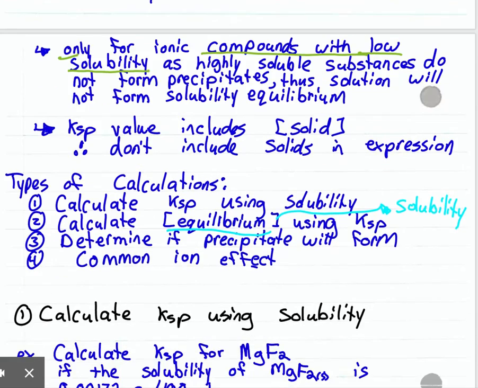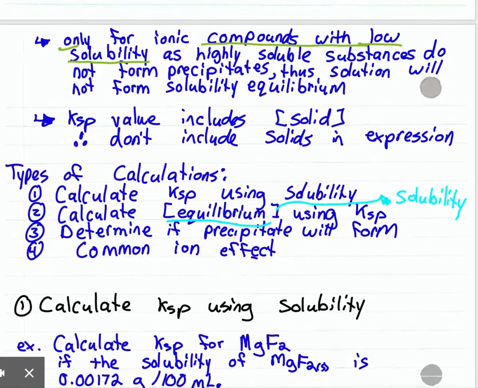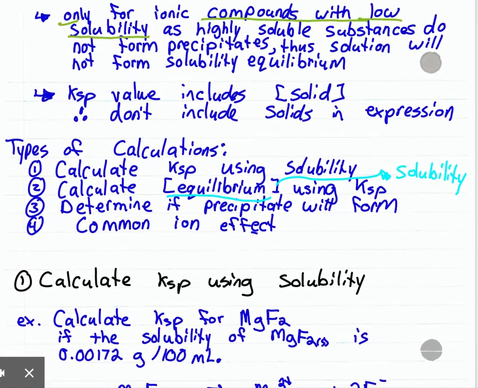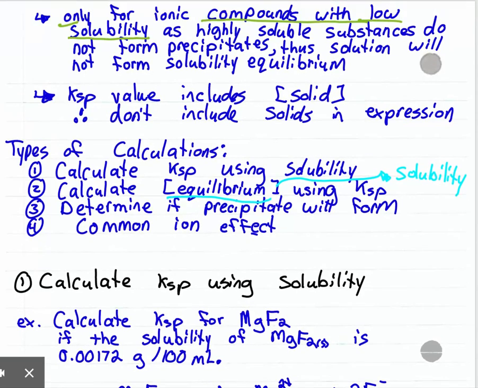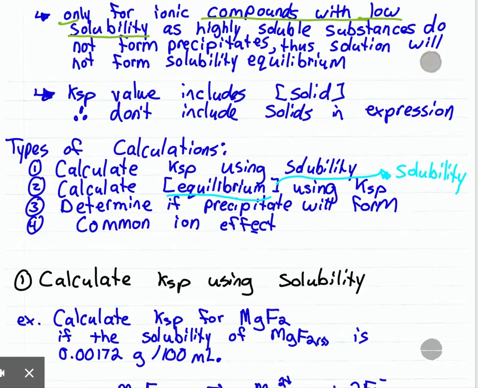So for our first type of calculation, we're going to calculate KSP using solubility. We want to calculate the KSP for magnesium fluoride if the solubility of magnesium fluoride solid is 0.00172 grams per 100 milliliters. If we think back to grade 11, we learned that solubility is communicated in grams per 100 milliliters, so how much will dissolve in 100 milliliters of solution.